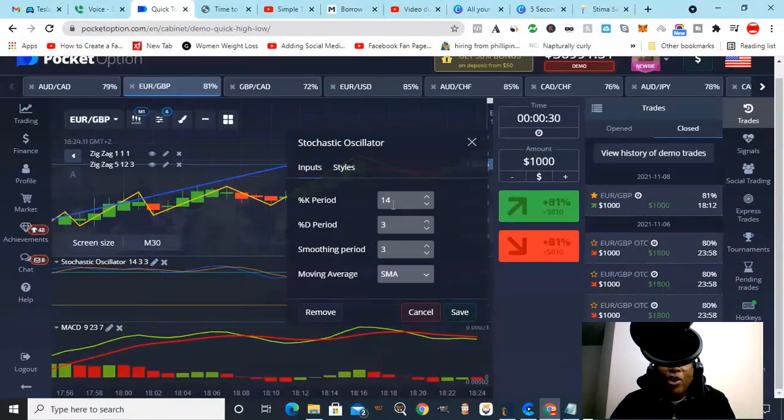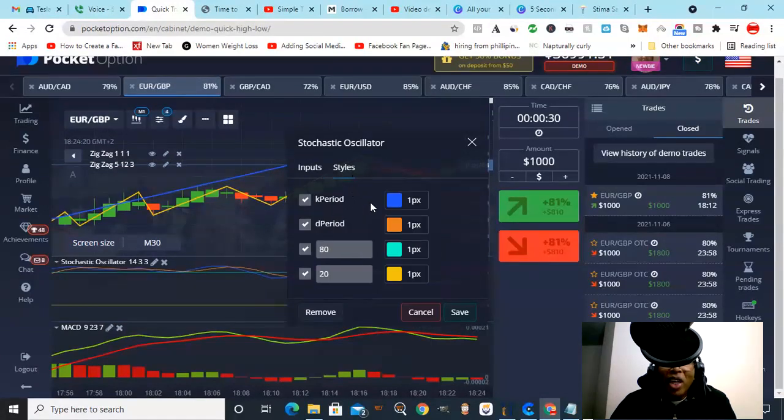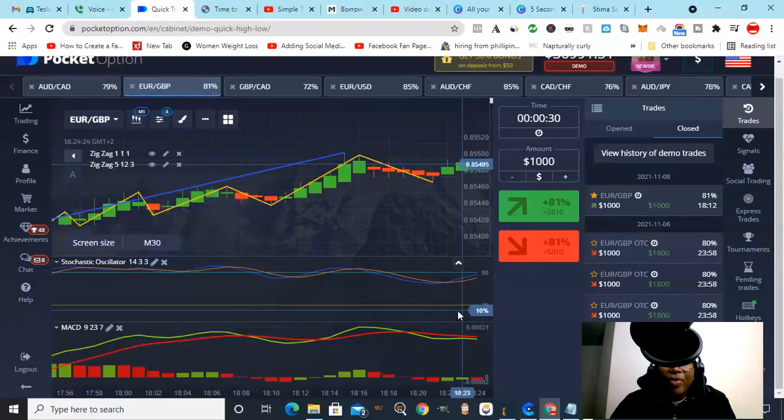Style, okay, I leave everything as default, and I don't need to thicken the lines. I can see those pretty much right here. And then, of course, I add other indicators. I add the zigzag. I click this twice because I use 2 zigzags.